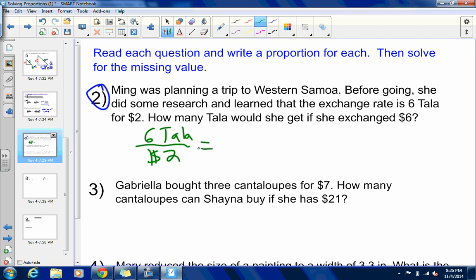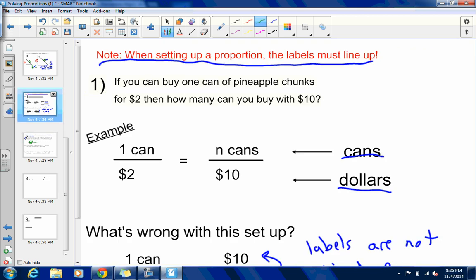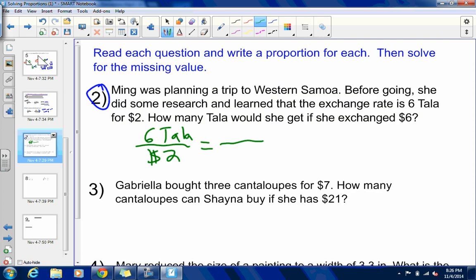All right, so let's set up a proportion to figure that out. The only thing is, you got to know what goes on top and what goes on bottom. And if you look back here, you got to keep it consistent. If dollars are on the bottom, dollars are going to be on the bottom on the other side. And then cans are on top for both. So right here, you want to have dollars on the bottom again and tala on the top. We know we have $6, and we don't know how much tala, so we'll use that as x. So you have to solve for how many tala.